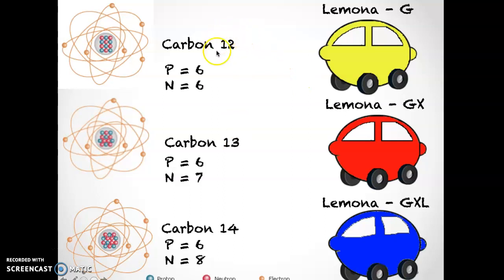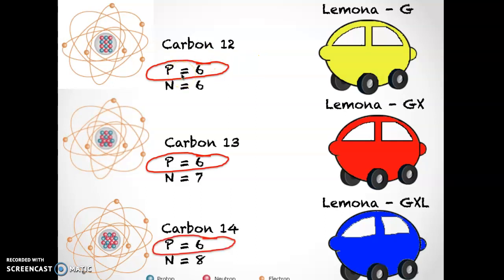What you see there, where you see carbon-12, that's one way to write an isotope. All you have to do is write out the name, and then you write the mass number. Please notice the circled protons: 6. Every carbon in the whole entire universe, no matter what isotope it is, will have 6 protons. The thing that makes isotopes is a differing number of neutrons.